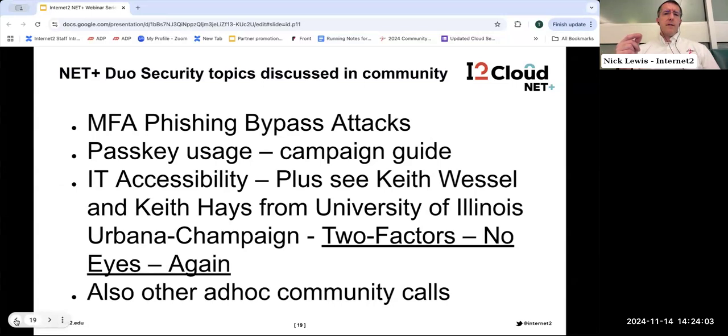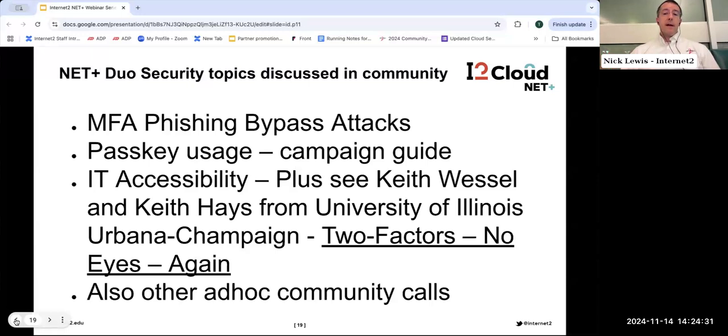One of the additional areas that campuses are discussing is passkey usage. We're working on a companion guide around how to deploy passkeys in Duo so that users can get the benefit from using passkeys. And the next bullet is on IT accessibility, where Duo has taken IT accessibility very seriously across their entire product so that it can be accessible for all users.